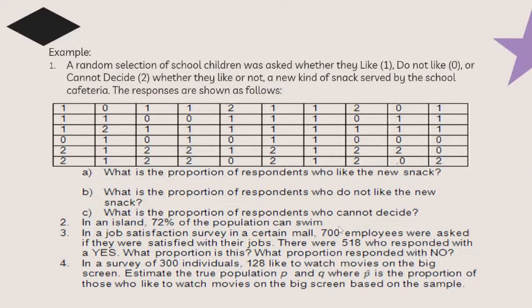For example number 1, a random selection of school children were asked whether they like, do not like, or cannot decide whether they like or not a new kind of snack served by the school cafeteria. Their responses are shown as follows. First question, what is the proportion of respondents who like the new snack? Second, what is the proportion of respondents who do not like the new snack? Third, what is the proportion of respondents who cannot decide?